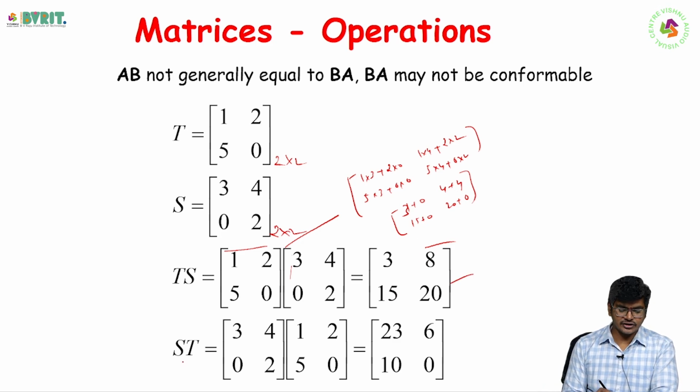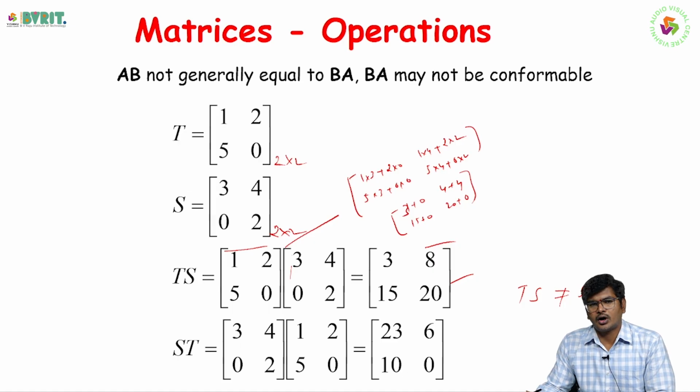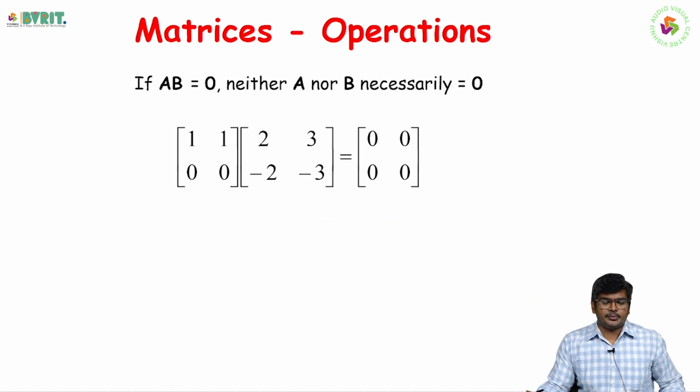And similarly, you can do S into T. We get 23, 6, 4. Therefore, TS is not equal to ST. In matrix multiplication, the commutative property is not satisfied. A into B equal to 0.